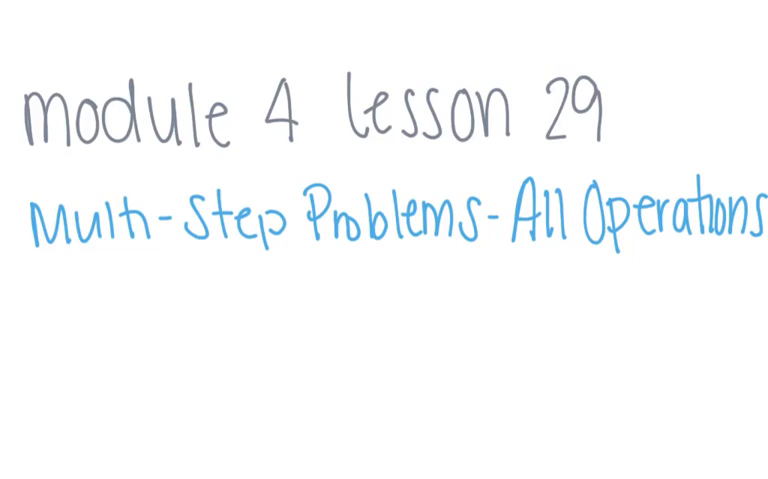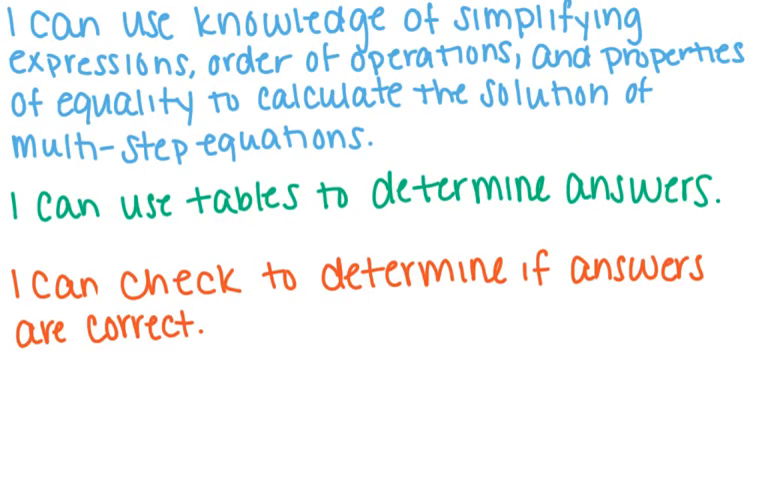Module 4, Lesson 29, Multi-Step Problems, All Operations. Our learning targets are: I can use knowledge of simplifying expressions, order of operations, and properties of equality to calculate the solution of multi-step equations. I can use tables to determine answers, and I can check to determine if answers are correct.